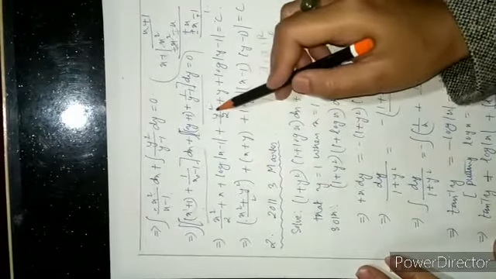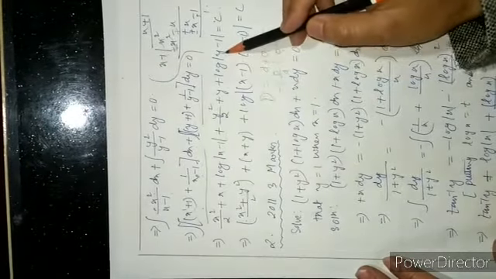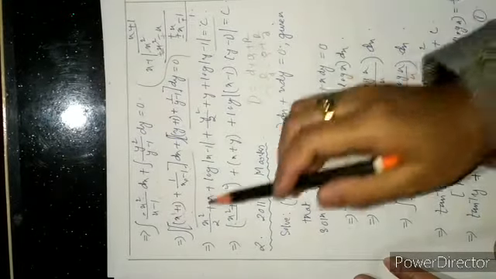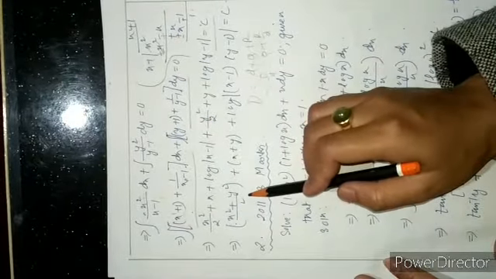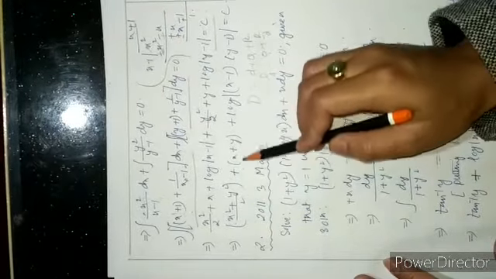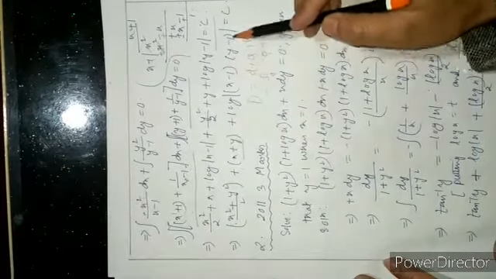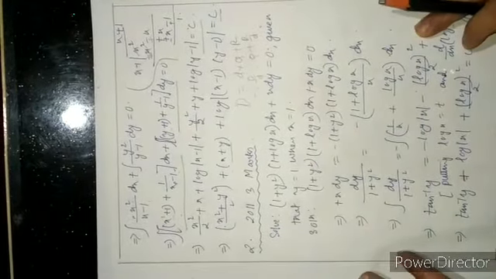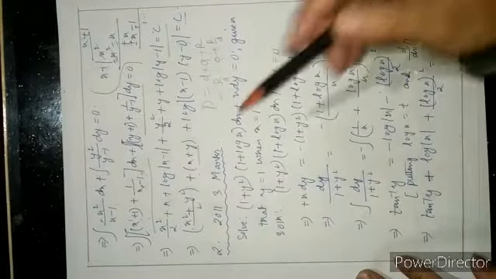Integration of y plus 1 gives y square by 2 plus y plus log of modulus of y minus 1 is equal to c. This is the general solution. Grouping the same terms, x square plus y square by 2 plus x plus y plus log of modulus of (x minus 1) into (y minus 1) is equal to c, which is the general solution of the given differential equation. Next question.